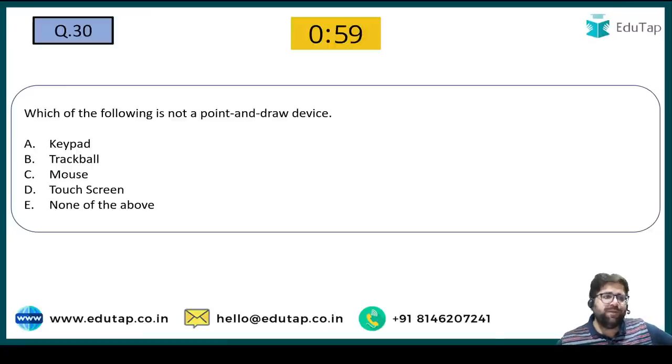Now coming to question number 30. Which of the following is not a point and draw device? You have to understand which of the following is not. So focus on this particular word which is saying not. Do not select that device which is a point and draw device. You have to select that device which is not a point and draw device.